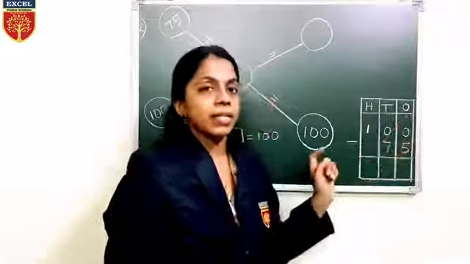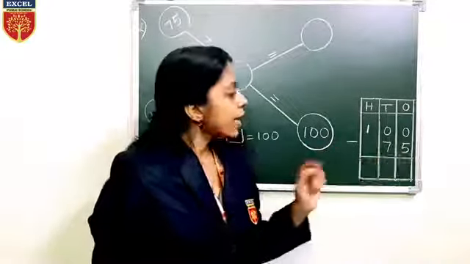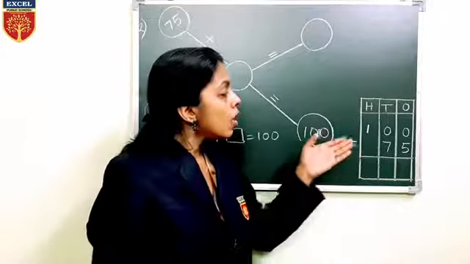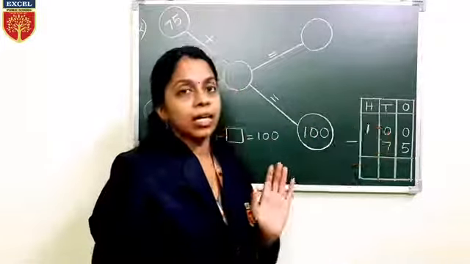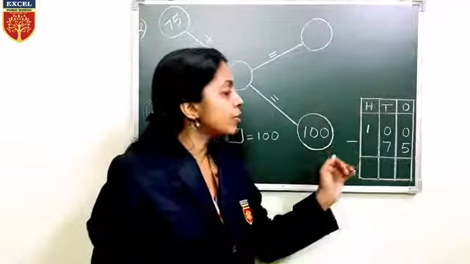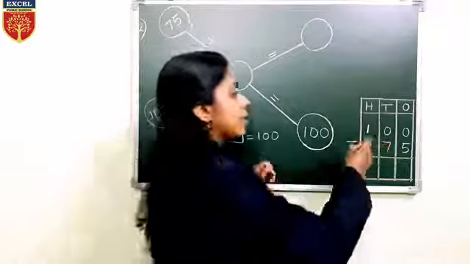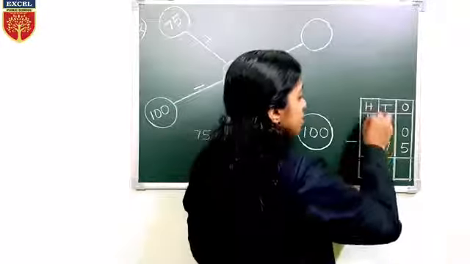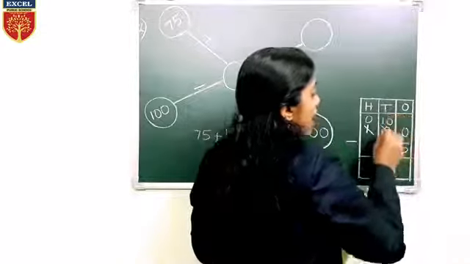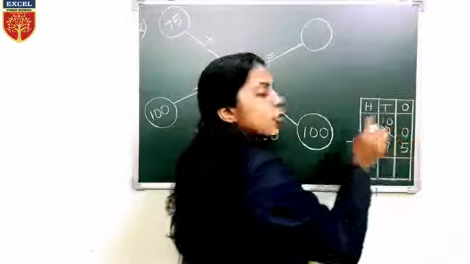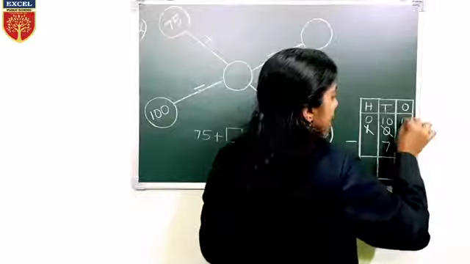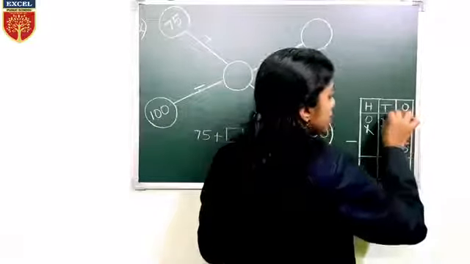Start from ones place. 0 minus 5. Can you subtract 5 from 0? No. So what to do? We need to borrow 1 from this side. But here tens place also it is 0. So what to do? Borrow from hundreds place. This 1 becomes 0 and this 0 becomes 10. From that 10, this 0 will borrow 1. So this 0 becomes 10, but this 10 becomes 9.